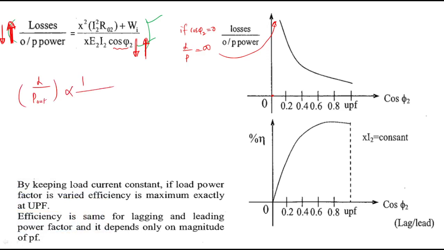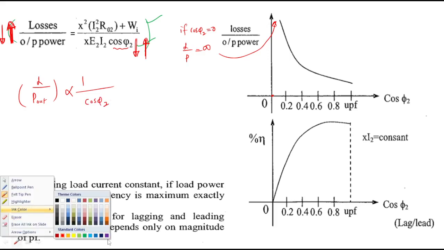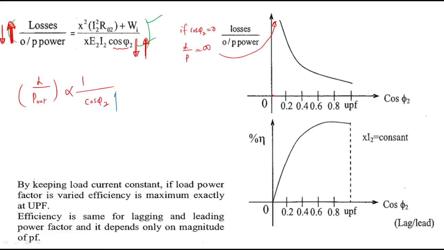Losses to P out is inversely proportional to the power factor, right? Now it's clear. So if the power factor increases, obviously the losses to output power decreases. That's why by increasing the power factor from 0 to UPF, the losses to output power curve decreases. But we all know that losses to output power is also inversely proportional to efficiency, right? So by increasing the power factor, the efficiency also increases, that is cos phi 2 is proportional to efficiency.